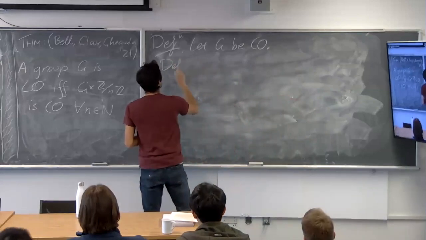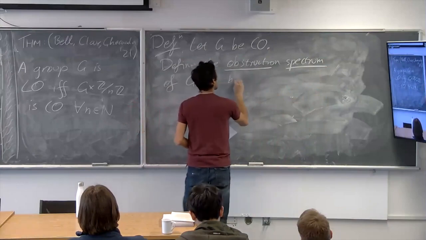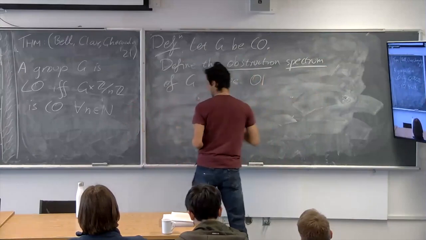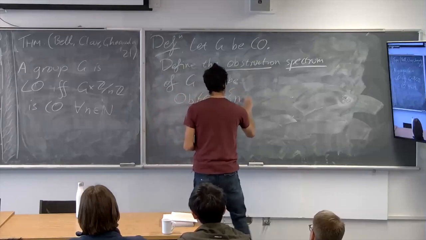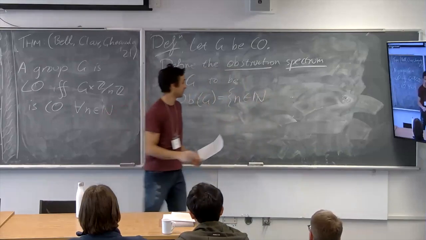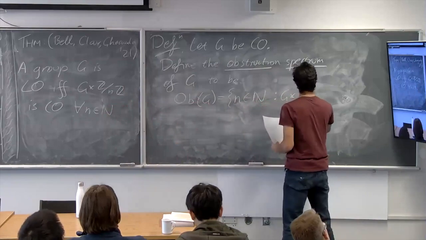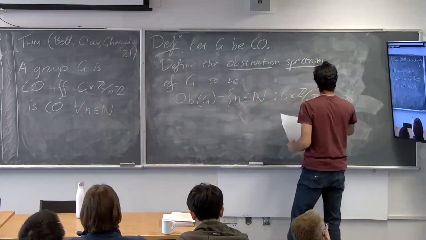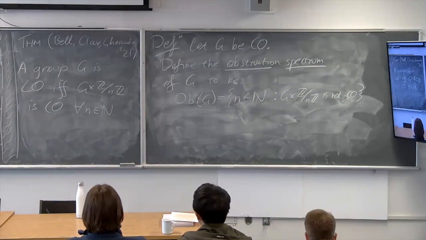Define the obstruction spectrum of G to be OB(G), which is equal to the set of all natural numbers N that obstruct G from being left orderable, such that G × Z/NZ is not CO. First exercise.